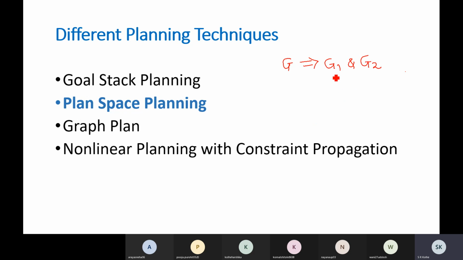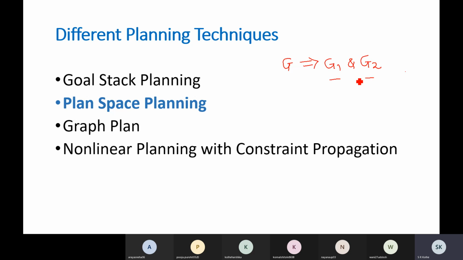There might be a case when you try to satisfy G1, then G2 becomes false. If you try to satisfy G2, then G1 becomes false. So G1 cannot be satisfied when you try to satisfy G2, or while satisfying G1, G2 becomes false. So that situation is called Sussman's anomaly.